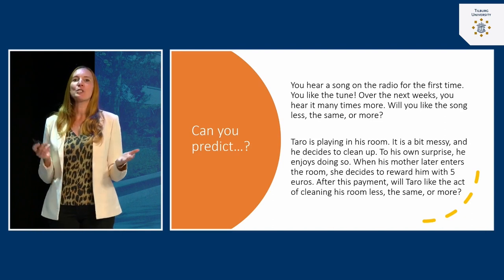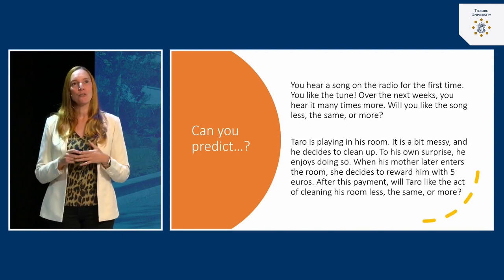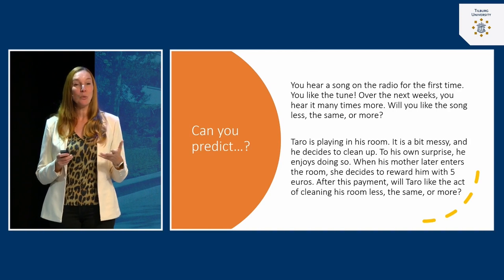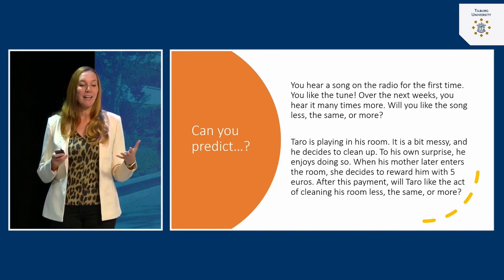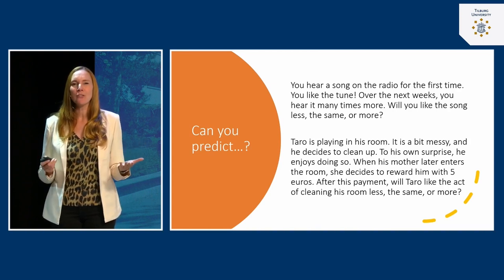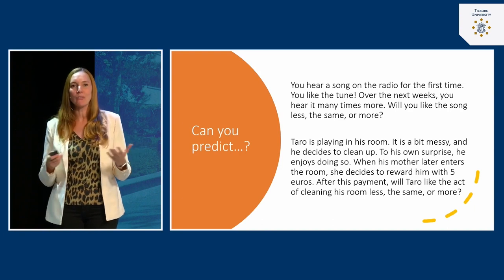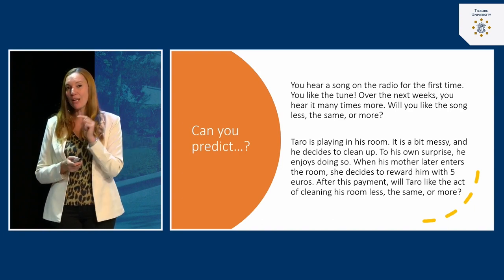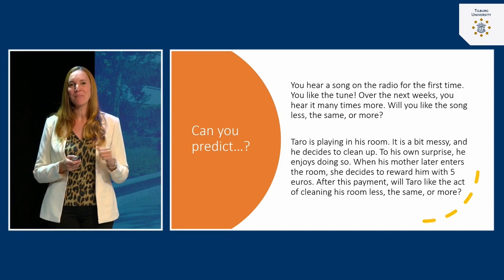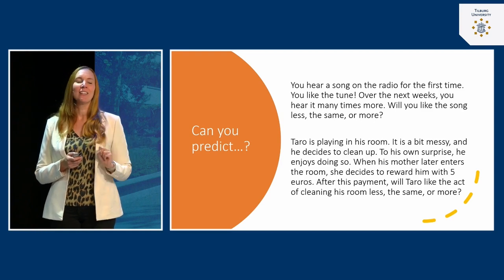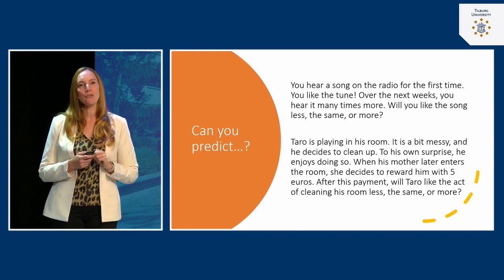So this is the first problem that we as social psychologists deal with: the image that our research is an open door, not important, that everybody can predict it, which is often not the case because of hindsight bias. Okay, on to the second problem that we social psychologists face.